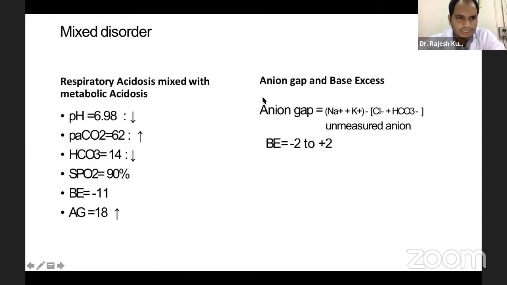Now there are a few examples of mixed disorder. You can see here, this is respiratory acidosis mixed with metabolic acidosis. pH is decreasing and bicarb is also decreasing. So the primary pathology is respiratory, but bicarb is also decreasing, so it is a mixed disorder. Respiratory acidosis with metabolic acidosis. The anion gap is high, so high anion gap metabolic acidosis. What is anion gap? You can measure the anion gap by adding sodium and potassium and subtracting chloride and bicarb.